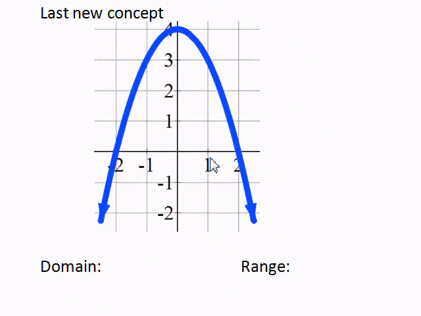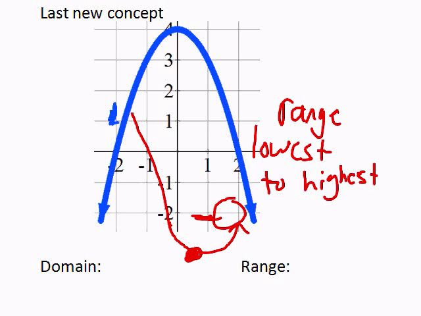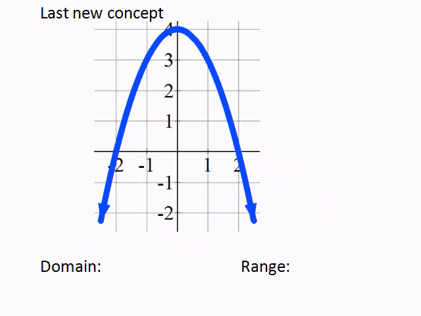And now we're to our last type of problem, and we're going to do it the exact same way we did the other ones. Our domain, remember, again, is from left to right. So we're going to follow the graph along to the left to find the starting point. And you'll notice in this case, it doesn't start anywhere to the left. It goes on forever to the left.